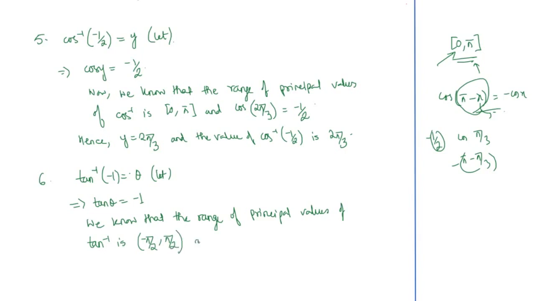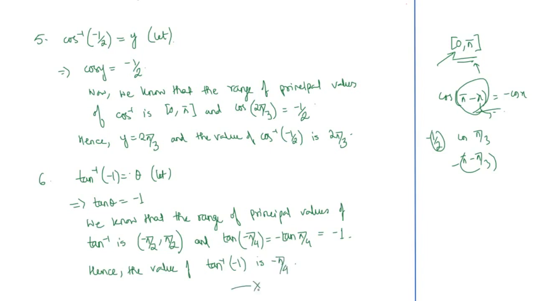Alright, and we can clearly see that tan of minus pi by 4 is equal to minus tan of pi by 4, which is equal to minus 1. Hence we can say the value of tan inverse minus 1 is minus pi by 4. Okay, that completes this solution. So I hope you have no problem. It is just basic and very easy.